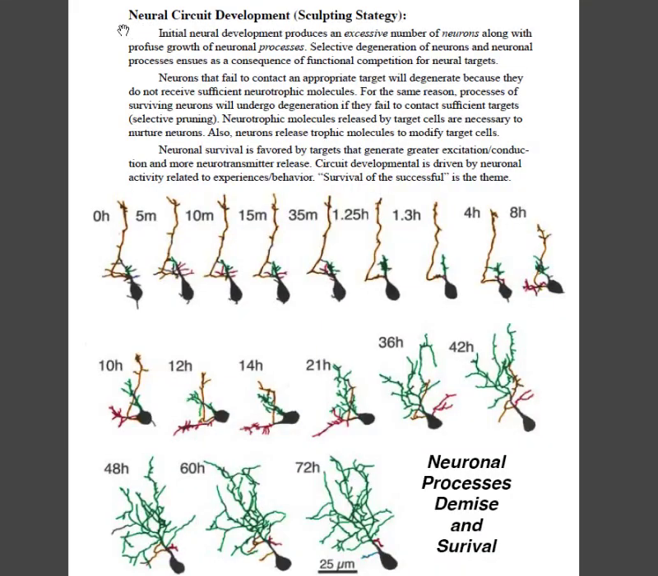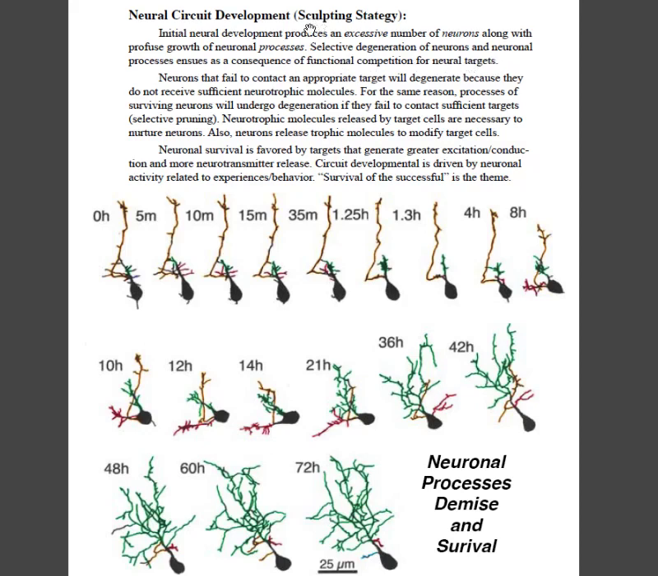Now, as neuroblasts give rise to neurons, those neurons are going to want to participate in circuits. That is, they're going to send processes out to connect with other neurons or with target cells. So the whole idea of being a neuron is to participate in a circuit. And that process is going to be more of a sculpting process. That is, there's going to be an excessive number of neurons that are produced, and these neurons are going to have a profusion of excessive number of neuron processes. And then there's going to be a selective degeneration of neurons and neuronal processes that fail to make functional contacts with other neurons and target cells.